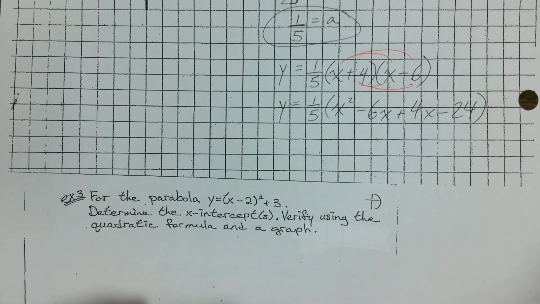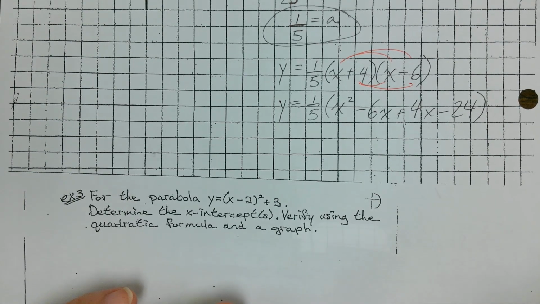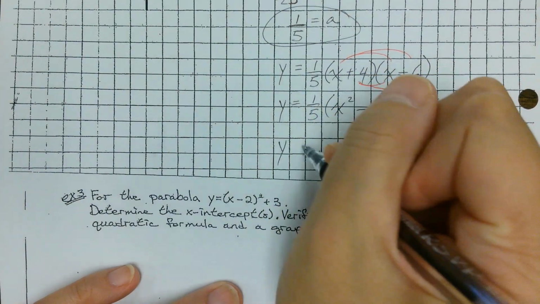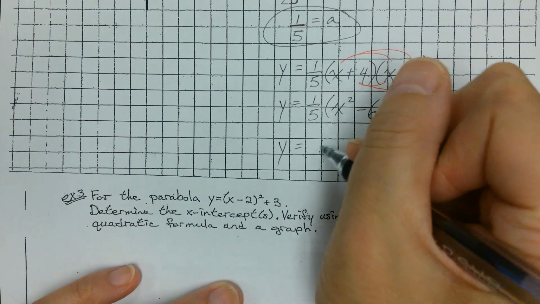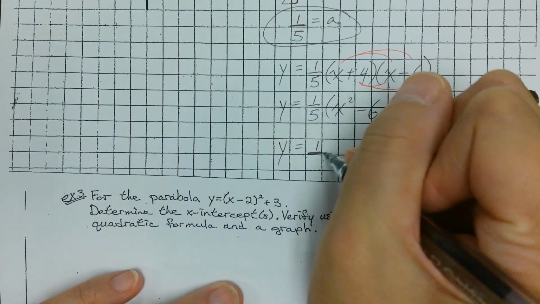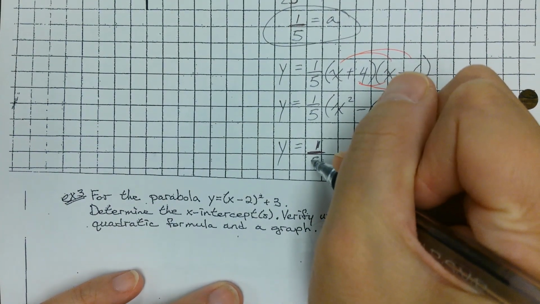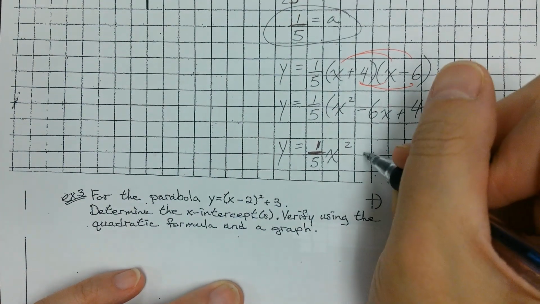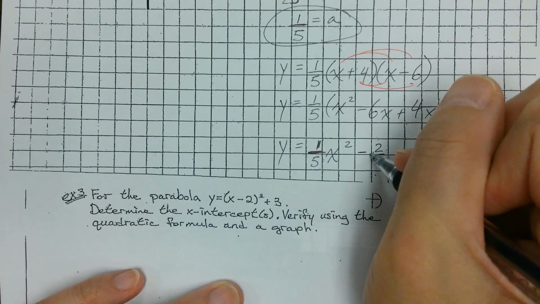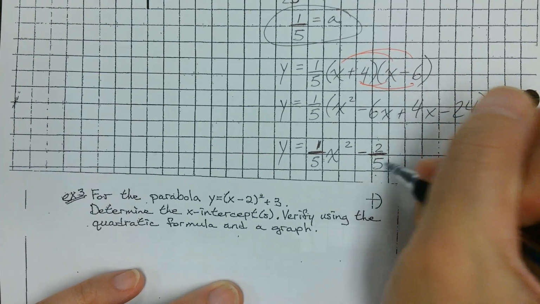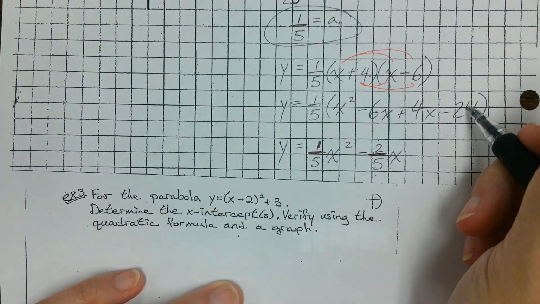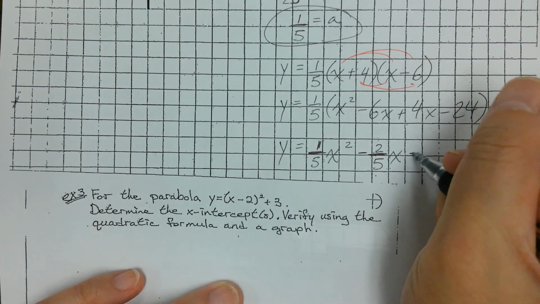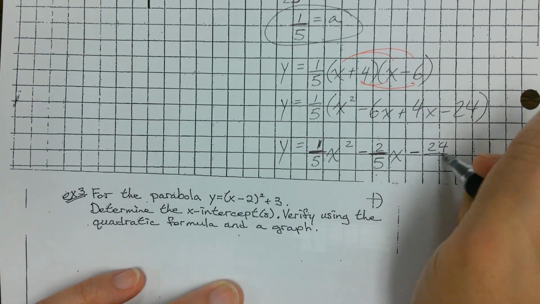Sorry, the grid is a little too dark, so it's hard to see. Okay, so when you simplify everything, you'll get y equals 1/5 x squared. This is negative 2x, so minus 2/5 x. And then this is negative 24 over 5.